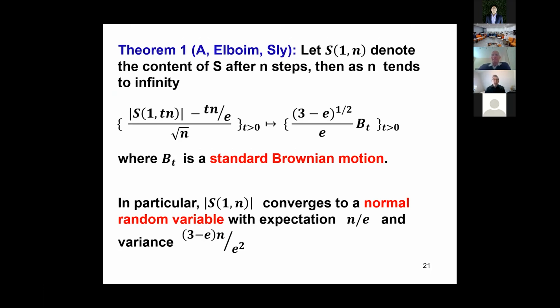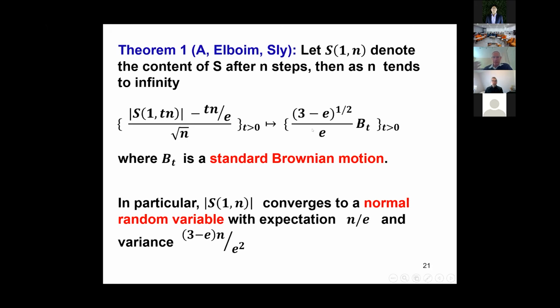Let me denote by S1n, so that's just a notation. This is the content of the memory S after n steps. Then as n tends to infinity, if we look at the size of S1 t times n, so think about t as any number between 0 and 1 now. So after tn steps, we said that the typical size of the memory is tn over e. So let's subtract tn over e and divide by square root n. Then it turns out that this converges to a standard Brownian motion with a variance 3 minus e to the 1/2 over e. So this is what you see here.